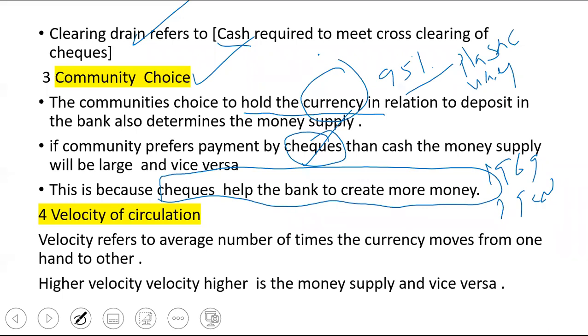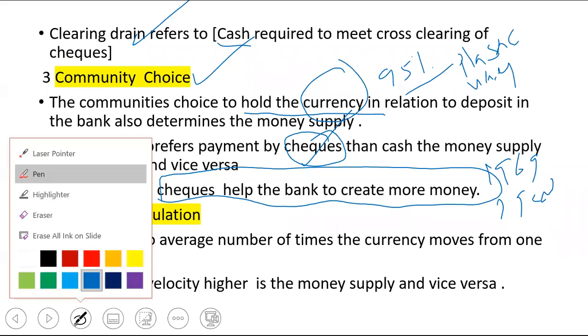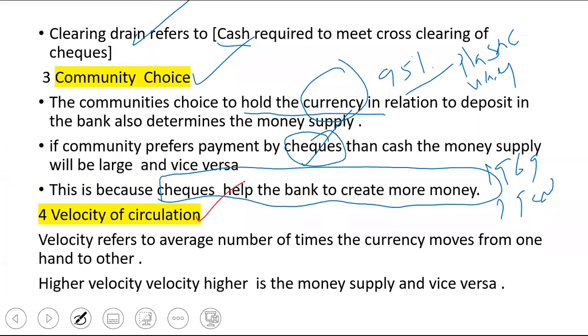Then comes velocity of circulation. Totally new word. Velocity refers to the average number of times a currency moves from one hand to another. Generally, every student used to write about velocity. What is velocity, children? For example, I have 10 rupees in one day. How many times will that 10 rupees move in a day? That is the meaning of the term circulation.